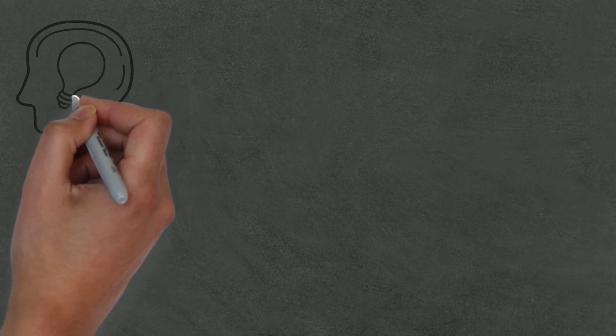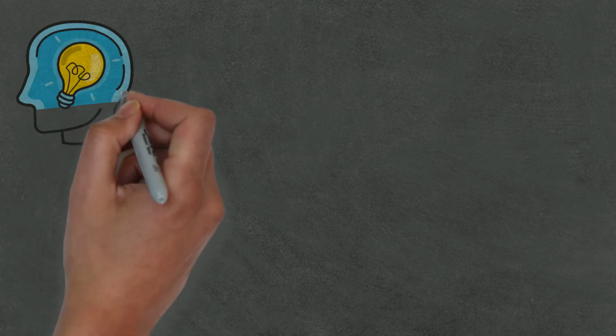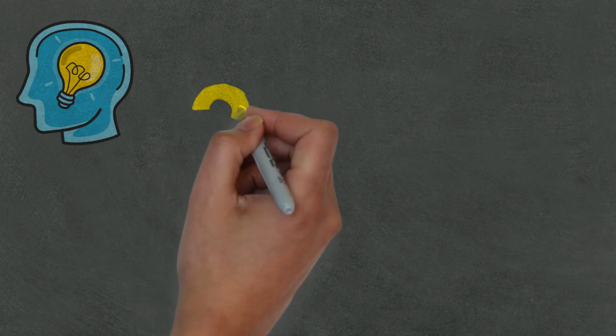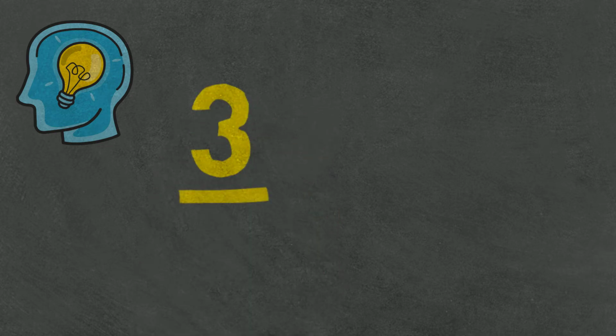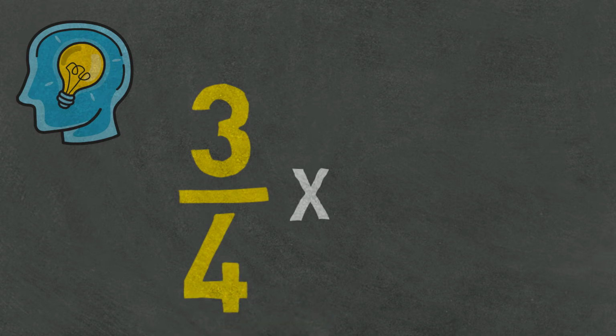So what does this mean? Is it really as easy as that? Yep, it sure is. To multiply any fraction together, all you need to do is multiply the top numbers together and then the bottom numbers separately. See, I told you it was easy.